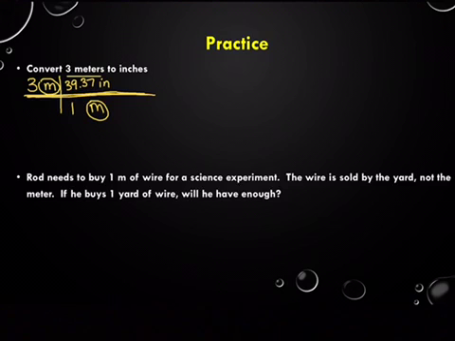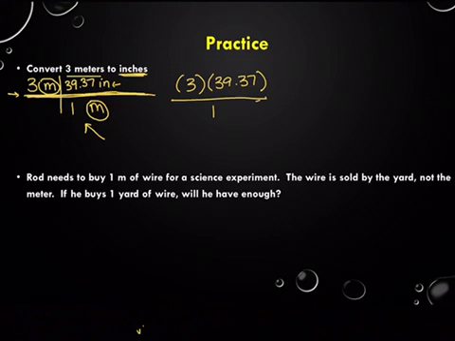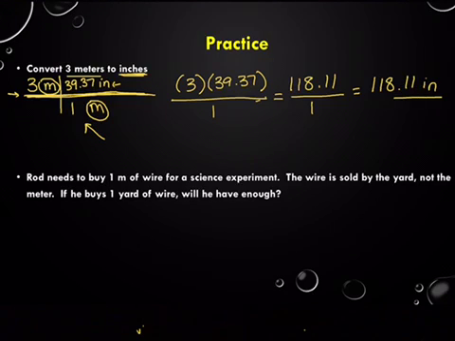39.37 inches. And when you get to the unit that you desire, inches, you can multiply across. So we'll take 3 times 39.37. Remember I told you that this horizontal line meant divided by everything that's on the bottom. In this case, it's just a 1. So multiply across, and you get 118.11 over 1, do the division, and you get 118.11 inches as your final answer.